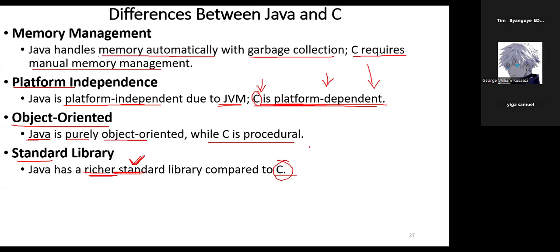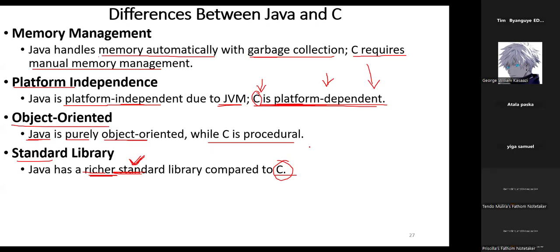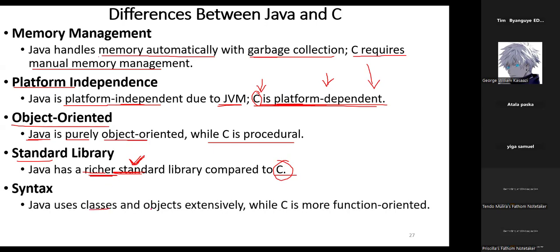stdio.h, iostream, iomanip, and all those things are considered the standard library. Java has one that is richer, really. On syntax, Java uses classes and objects extensively. Everything that you do is a class.